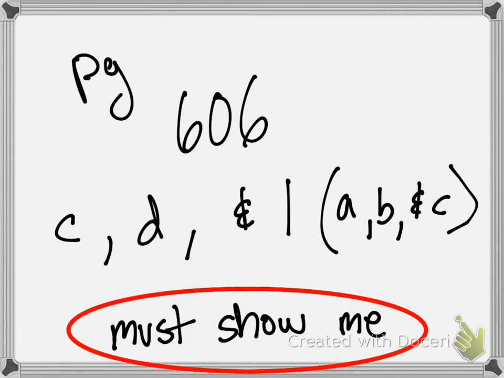Now, you must show me before you go on. You got to do page 606, C, D, and then on the back side, I believe, there's number 1, A, B, and C for the guided practice. So before you go on, you must show me.